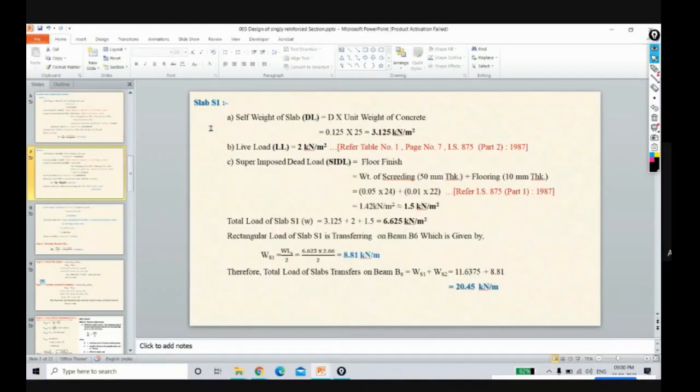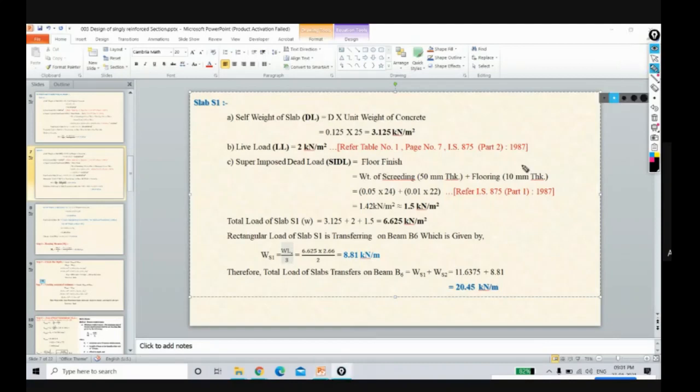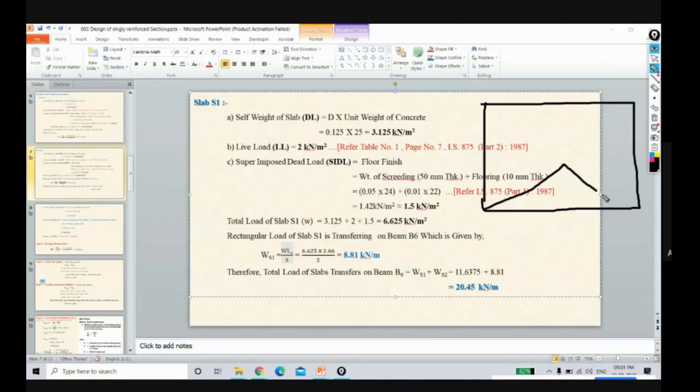Then next, S1. Now S1 is a two-way slab. Now this triangular load is WLX by 3. And trapezoidal load means, if you see a two-way slab, for the shorter span it is triangular load, and for the longer span it is trapezoidal load. Let's say this is our LX shorter span and this is LY longer span. Such type of loading is transferred over there.